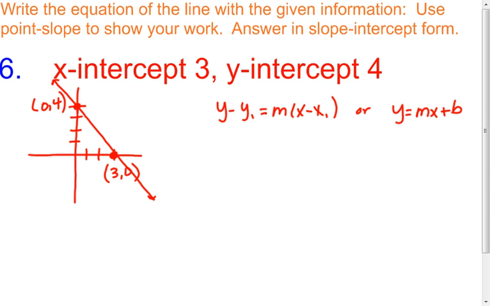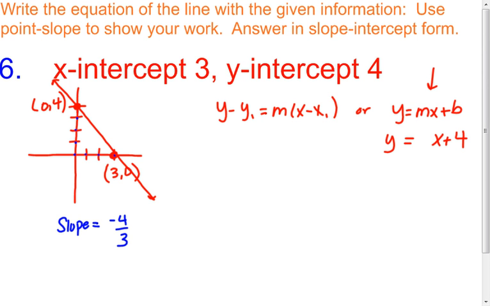Now, in this case, I could actually use either of them because I know the y-intercept. So I know the y-intercept is 4. Since my y-intercept is 4, I could plug in 4 for b. And all I would need to do then is find the slope. Obviously I know it's negative. Remember, with slope, it's your vertical change over your horizontal change. So to get from one point to the other, I would go down 4 and right 3. So my slope would be negative 4 over 3.